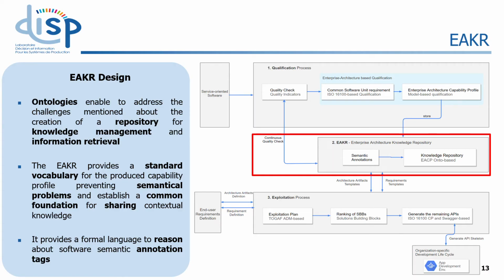Once we produce this capability profile, we enrich it with annotations. And for this, we have based on ontologies that enable to address the challenges mentioned about the creation of a repository for knowledge management and information retrieval. And this enterprise architecture knowledge repository provides standard vocabulary for the produced capability profile, preventing semantical problems and establishing a common foundation for sharing contextual knowledge. And it provides a formal language to reason about software semantic annotation tags.